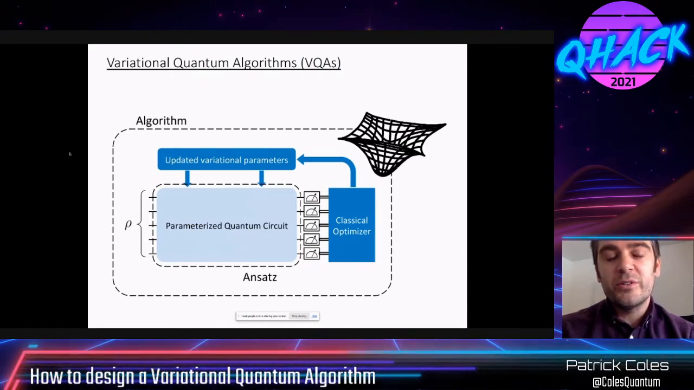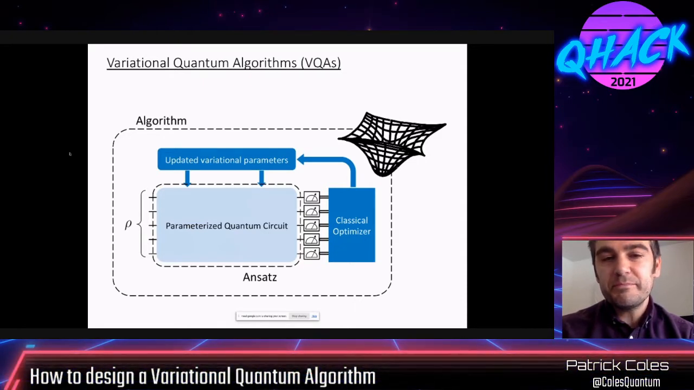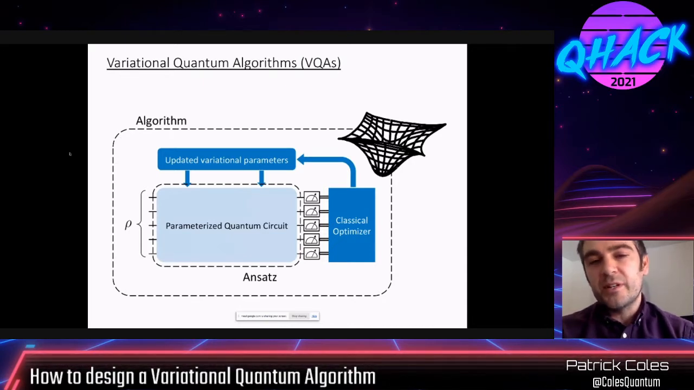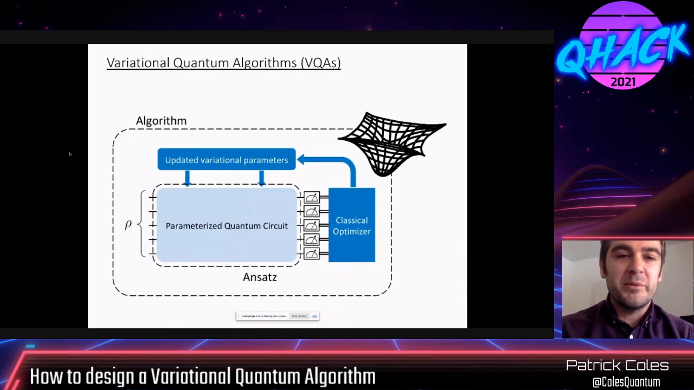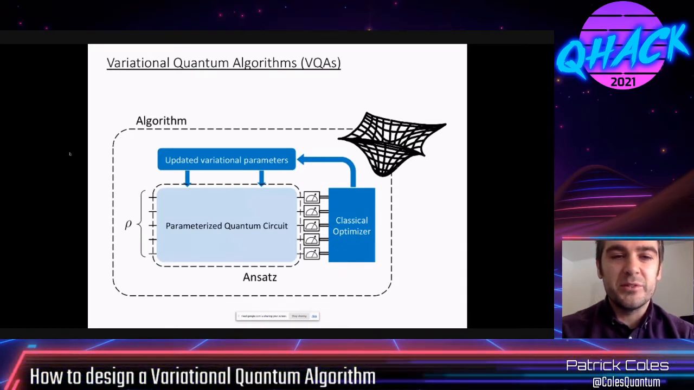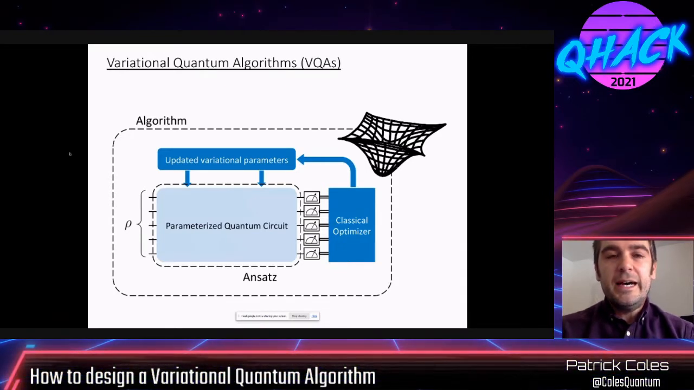And just to illustrate that with a circuit diagram, here you have some input state rho to your parameterized quantum circuit. You then measure a cost function, which is then fed to a classical optimizer, update the parameters, and then you go back and adjust the parameters of your quantum circuit.